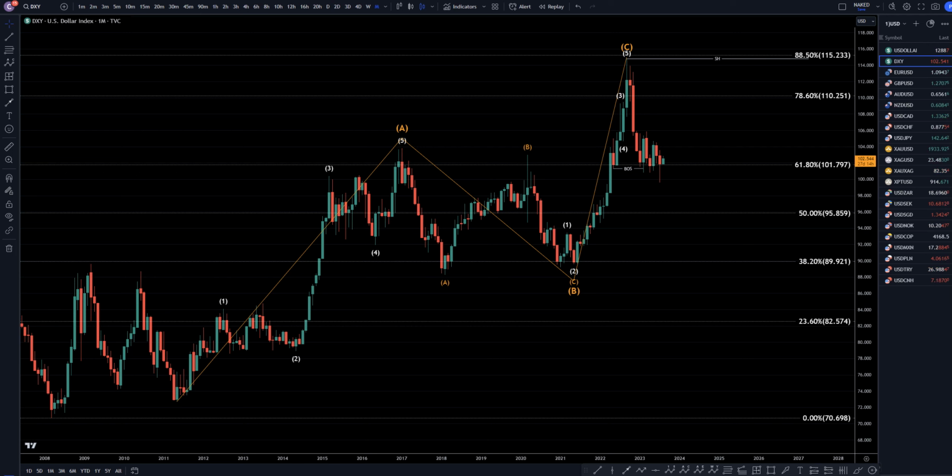Today is Friday, August 4th, and I'm going to be analyzing the DXY and the US dollar index, starting on the monthly, working my way down to the 1 hour time frame.